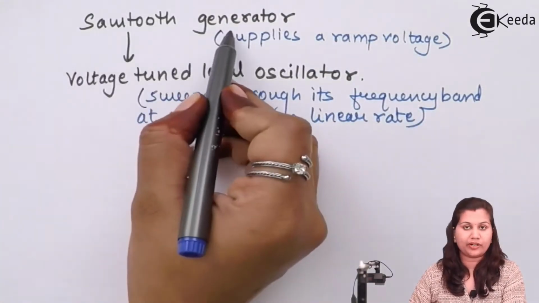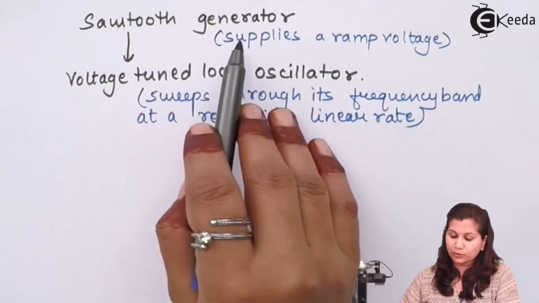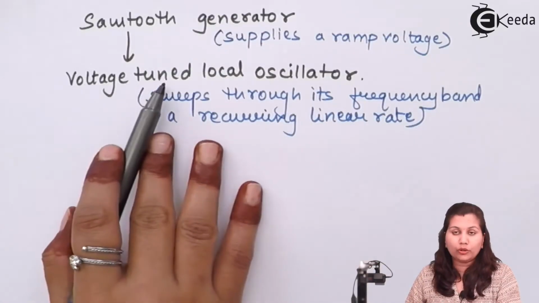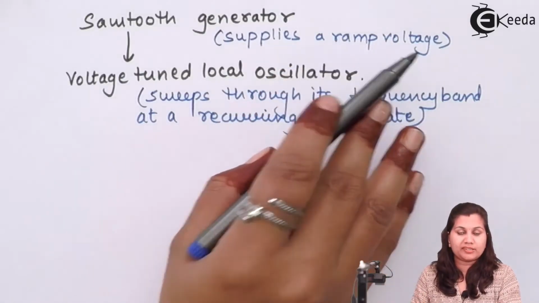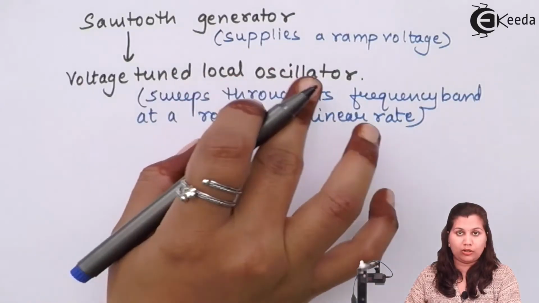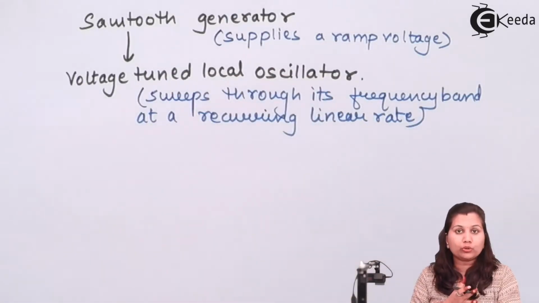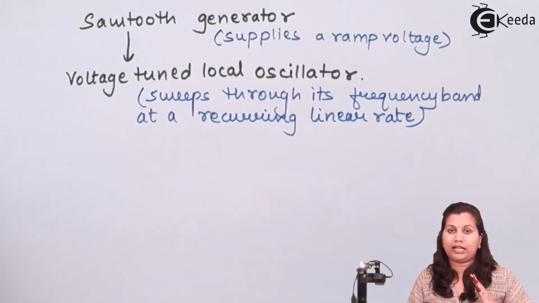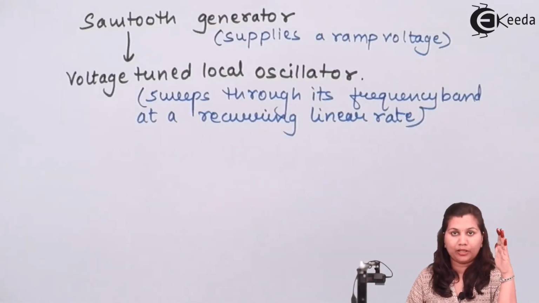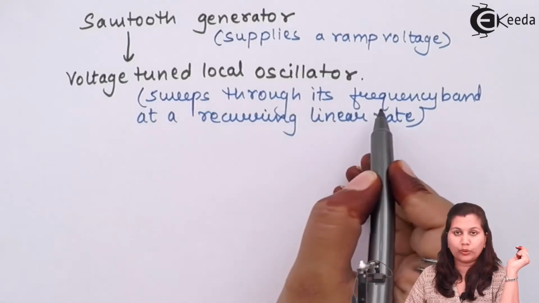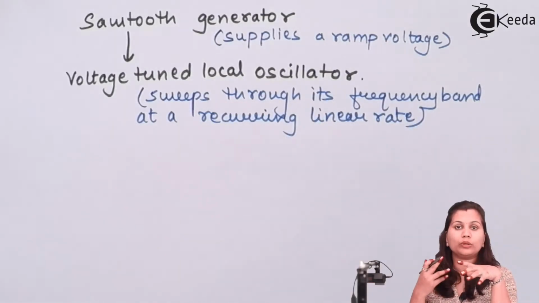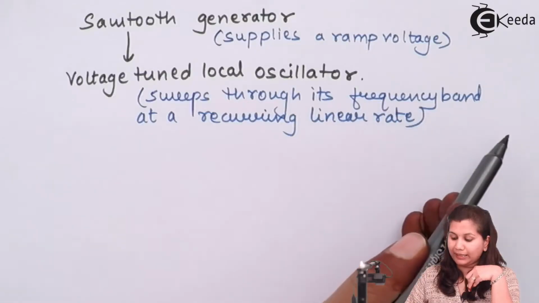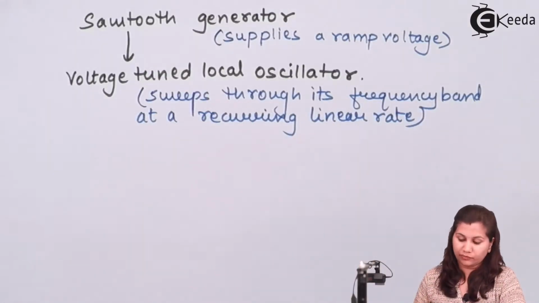So the sawtooth generator is generating the ramp signal, and it is going to supply this ramp voltage to the frequency control element of the voltage tuned local oscillator. Now as this ramp voltage is given to the frequency control element of this local oscillator, this local oscillator is going to sweep through its frequency band at a recurring linear rate, because we know that a ramp signal is increasing linearly with time. Sweep means that it is going to repeat its waveform with time. So it is going to sweep through its frequency band at a recurring linear rate. It is going to repeat its frequency.